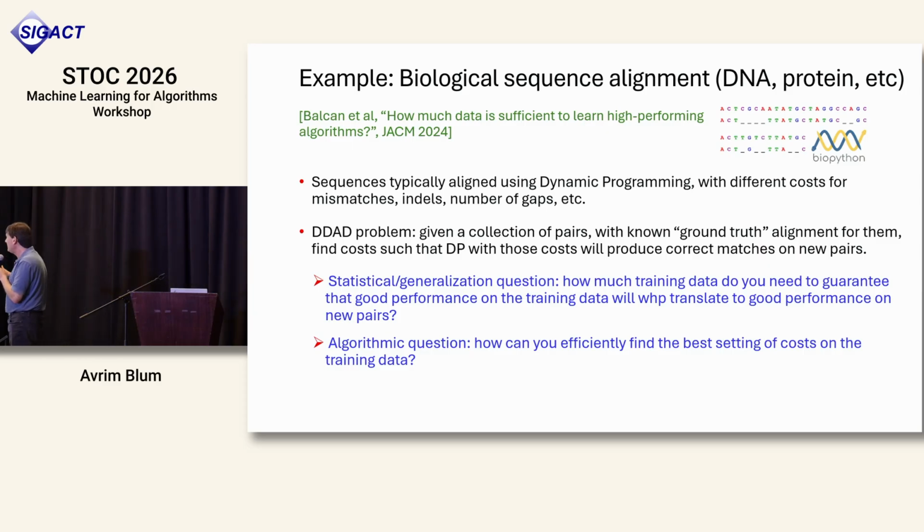Then there's the statistical generalization question: how much training data do you need to guarantee that good performance on the training data will translate to good performance on new pairs? And then the algorithmic question of how do you actually efficiently find the best setting of costs?